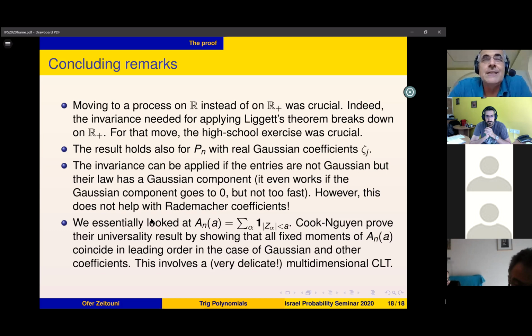They don't identify the moments because it's too difficult, but all they do is show that the error terms between the Gaussian and non-Gaussian coefficients are small. And therefore, the leading order, which is a moment of AN of alpha, which we know is non-trivial by the tightness, is the same for Gaussian and non-Gaussian coefficients.